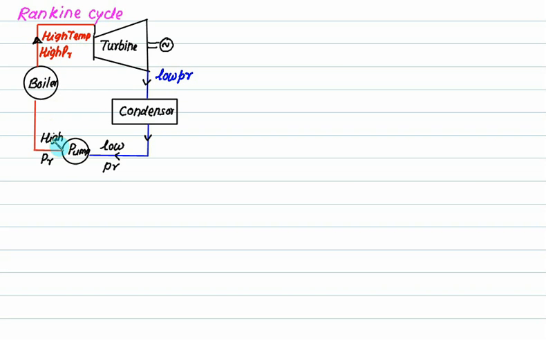This one is high pressure, the liquid. This one is low pressure, liquid. This one is low temperature steam. The process in the boiler is assumed to be constant pressure. The process in the condenser is also assumed to be constant pressure. The turbine process is assumed to be isentropic and the pump process is assumed to be isentropic. This is called the ideal Rankine cycle.